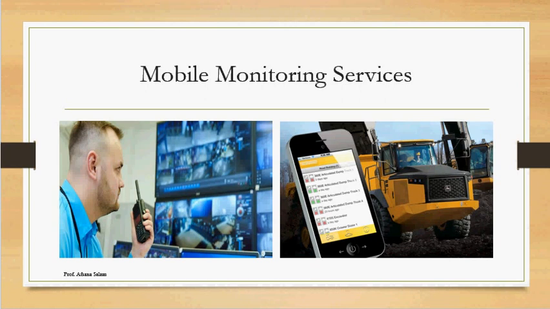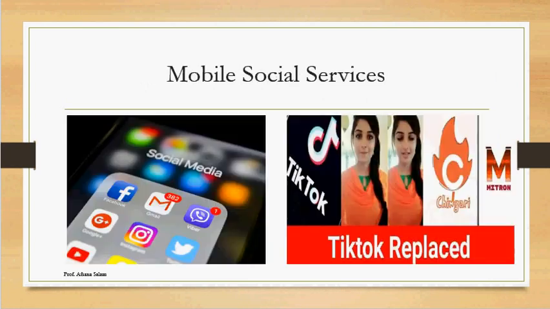Next is the social service. Social services, as we all know, the best examples are Facebook, email, Viber, Google Plus, Instagram, Twitter, Snapchat, and we can also take TikTok. Now it's going to be replaced in India with Chingari or Mitron. So these can also be examples for the social services, mobile social services.